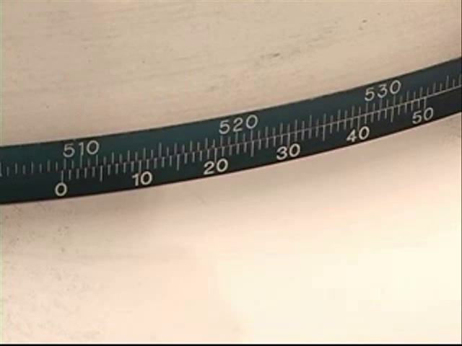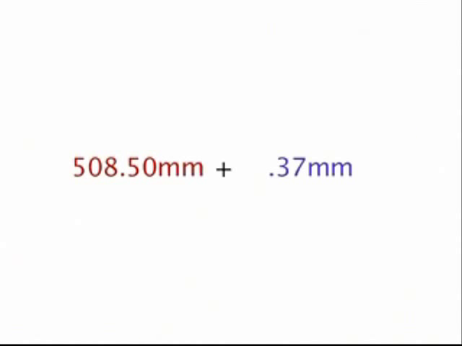Next, observe the vernier scale's value at the point where it lines up exactly with a marked division line on the gauge scale. In this example, the value is 37. Finally, to obtain the diameter of the object, simply add the two values together: 508.50 plus 0.37 millimeters equals 508.87 millimeters.